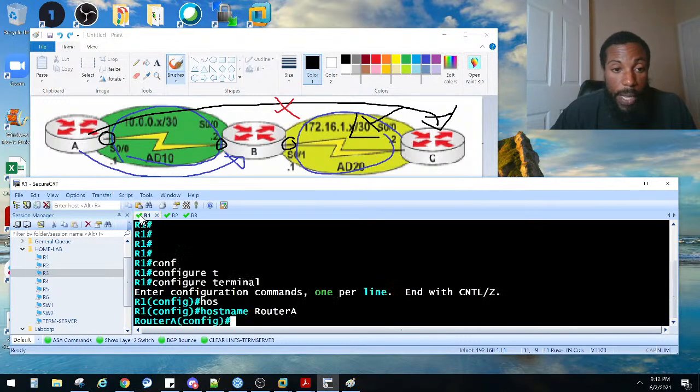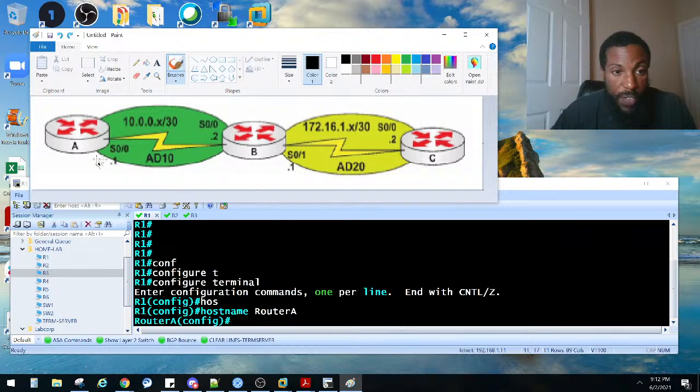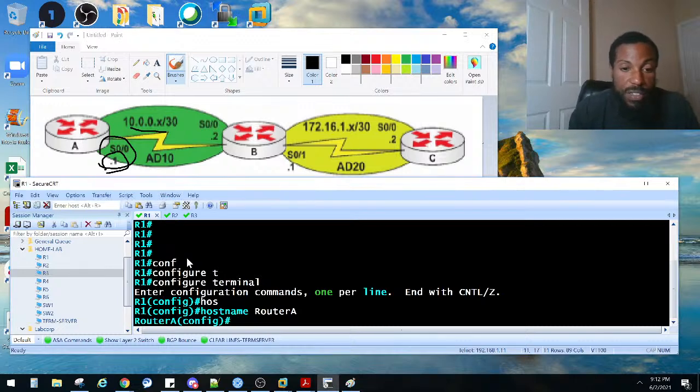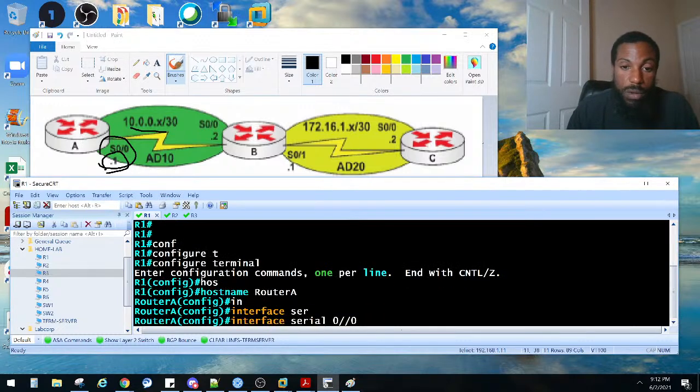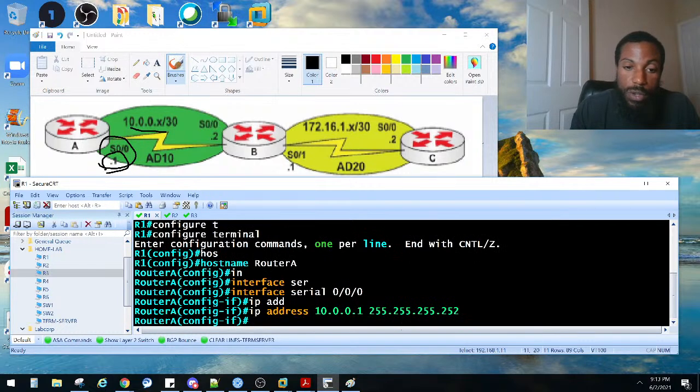So let's start with router A, this guy right here, and configure those interfaces, right? So I'm going to configure that interface right there, which is 10.0.0.1, right? So we go to that interface serial 0/0/0. His IP address is 10.0.0.1/30, subnet mask 255.255.255.252. Now, no shut that bad boy.